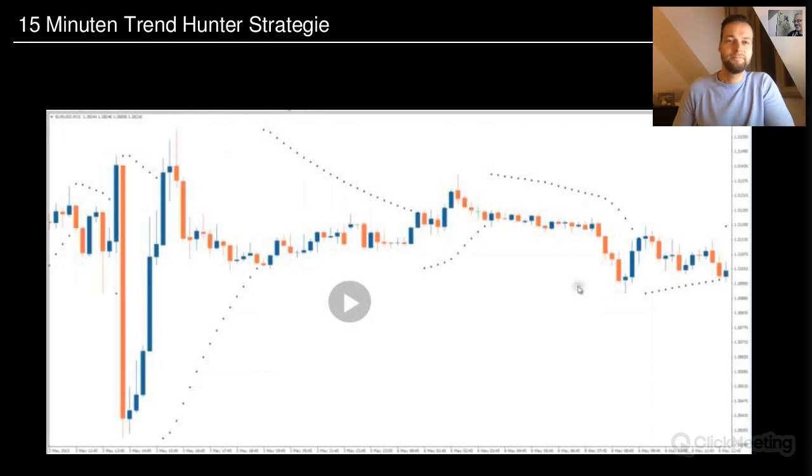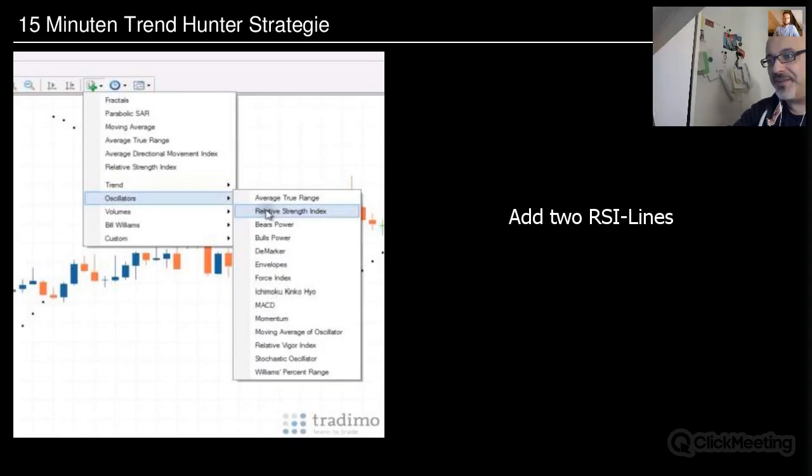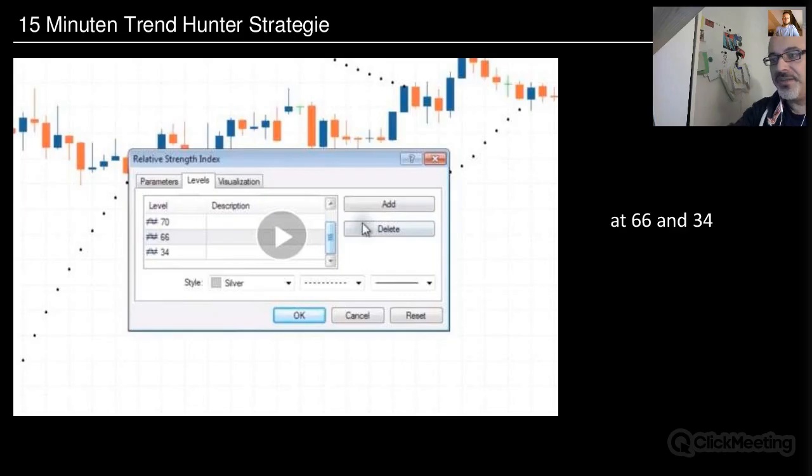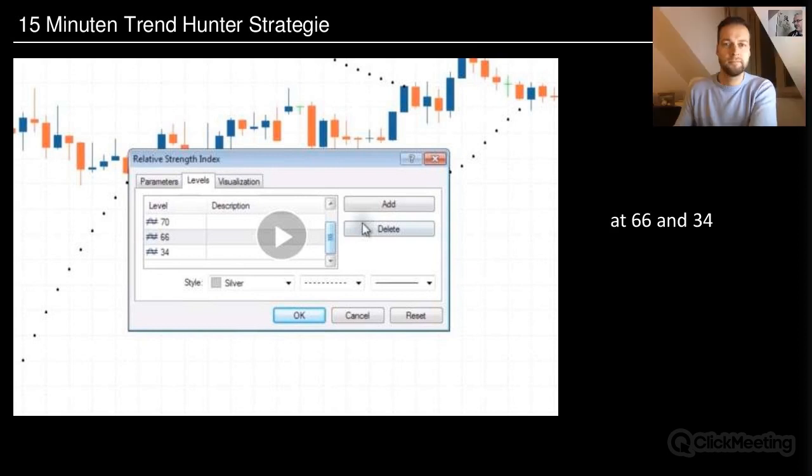Very good. The next step is to add the RSI lines. We go the same way, to the top of the MT4 screen, to oscillators, and click on the relative strength index, the RSI. Be sure that the levels are set at 66 and 34. You can see this under the levels in this example. Very important, because this is not a standard setting, so you have to add it manually.